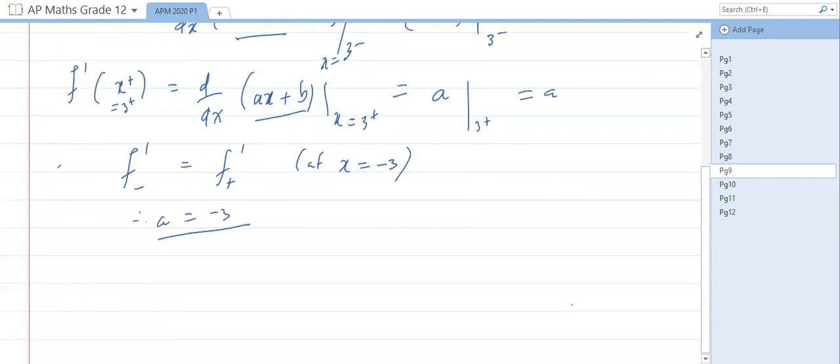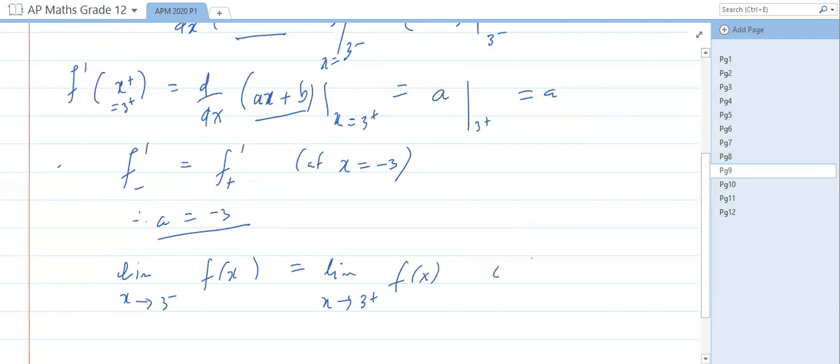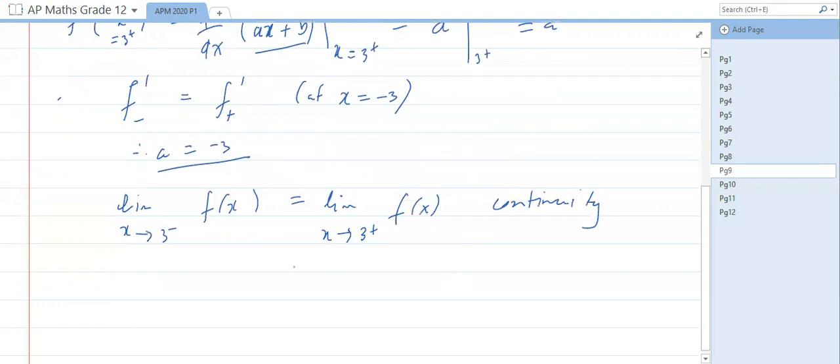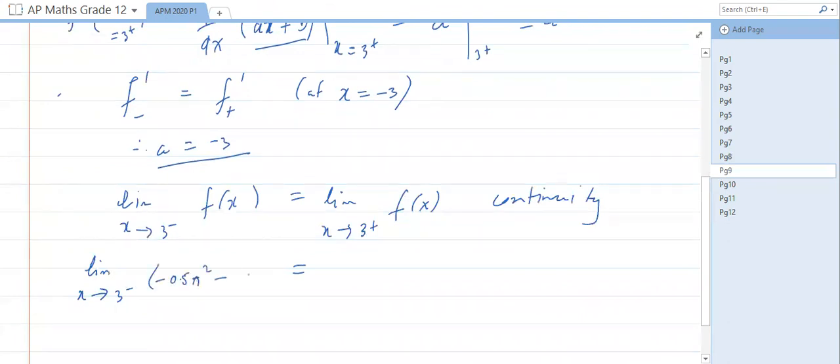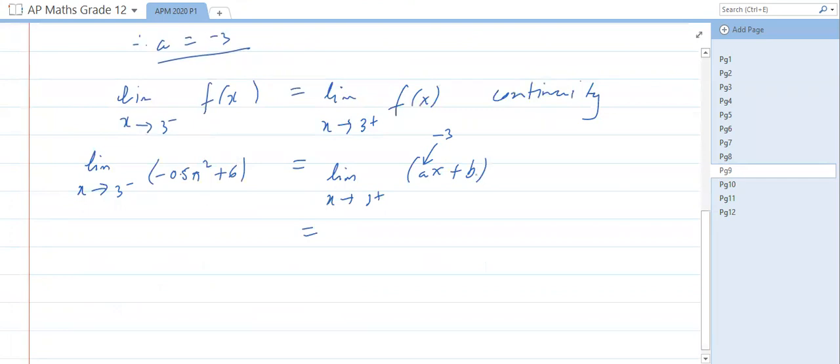Right, now to find the value of b, we can look at continuity because differentiability is done. If f is differentiable at x is equal to a, then it is also continuous. So let us look at the continuity. The limit as x approaches 3 from the left of f of x must be equal to the limit as x approaches 3 from the right of f of x, which is for continuity. The left function was negative 0.5 x squared plus 6, and the right function was the limit as x approaches 3 from the right of ax plus b. Now we have already solved for the value of a, which is equal to minus 3, so we just have one unknown left, which is b.